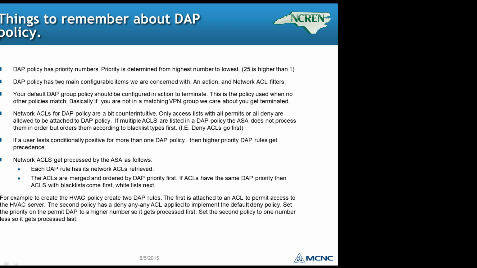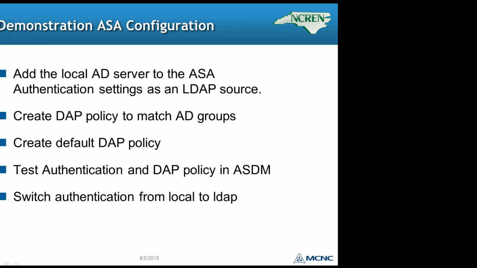So now we're going to do a little bit of a demonstration here on the ASA, showing how we add an AD server to the ASA, make sure it will connect, and use that bind account to log in and test that you're able to authenticate. Then I'm going to show you how I created some DAP policies to implement the kind of access we were talking about: allowing our HVAC guy only to his HVAC server, allowing our network admin to go anywhere he wants on the network, and terminating anyone else who tries to get in.